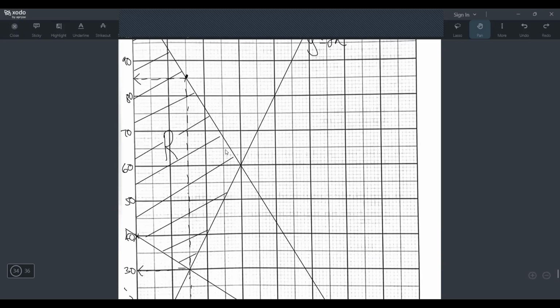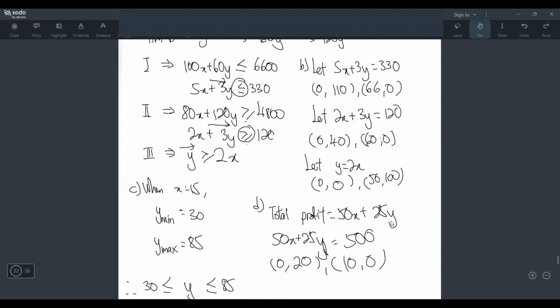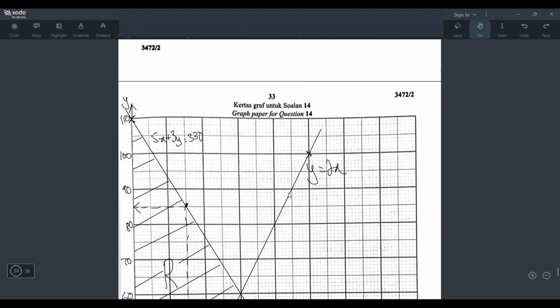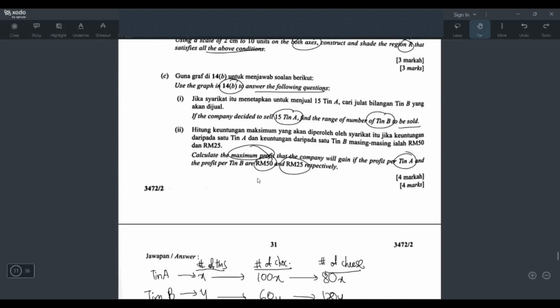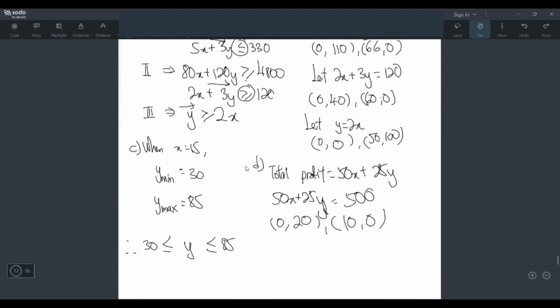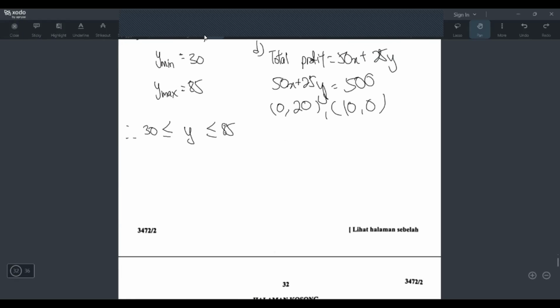Okay, so this is the equation 50x plus 25y equals 20,100. Let's check again. Yep, correct. So now we can focus on finding the maximum profit, right? What I have to do now is find the maximum profit, so we will use this formula, which is 50x plus 25y.